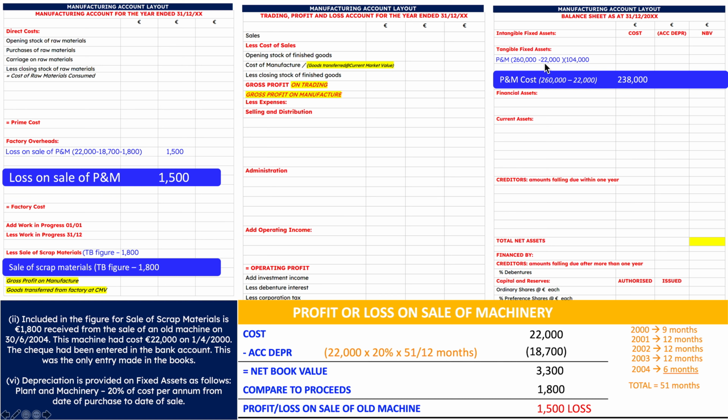Then we will fix the plant and machinery figure. So we sold a van or plant machinery worth 22,000, so we minus 22,000 there, and that gives us a cost of €238,000 there. Then we can work out the plant and machinery depreciation for the year.